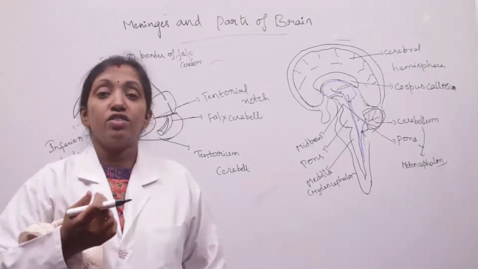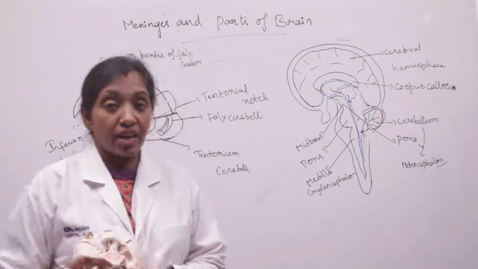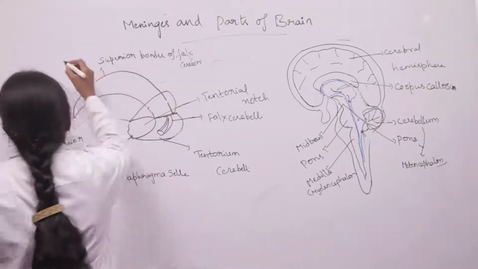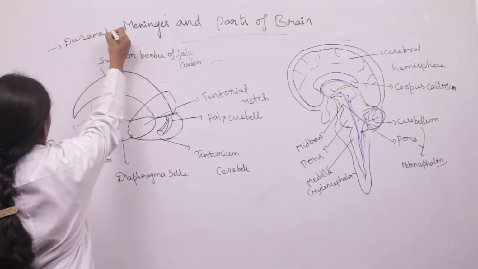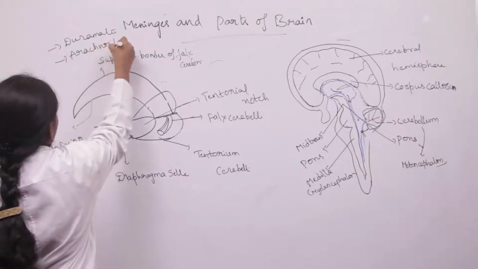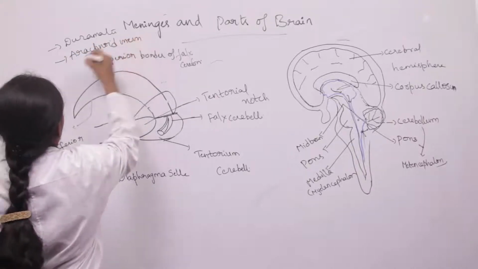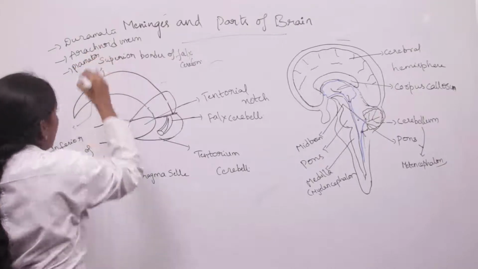When we take the meninges of the brain, from outside inwards it is covered by three meninges. What are those three meninges? Dura mater from outside inwards, arachnoid membrane, and pia mater.